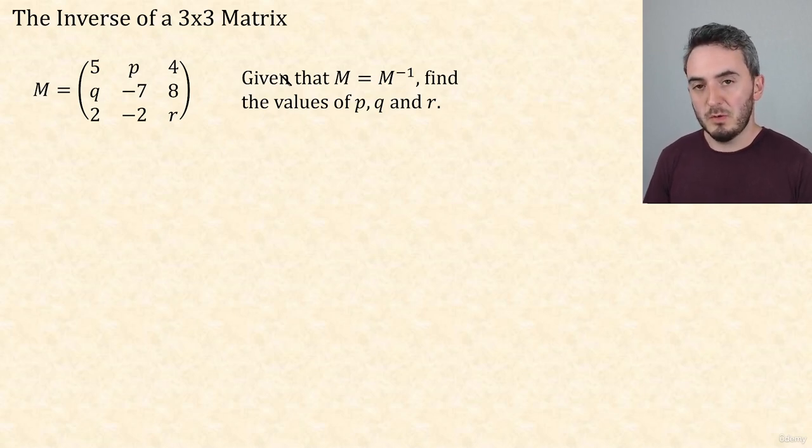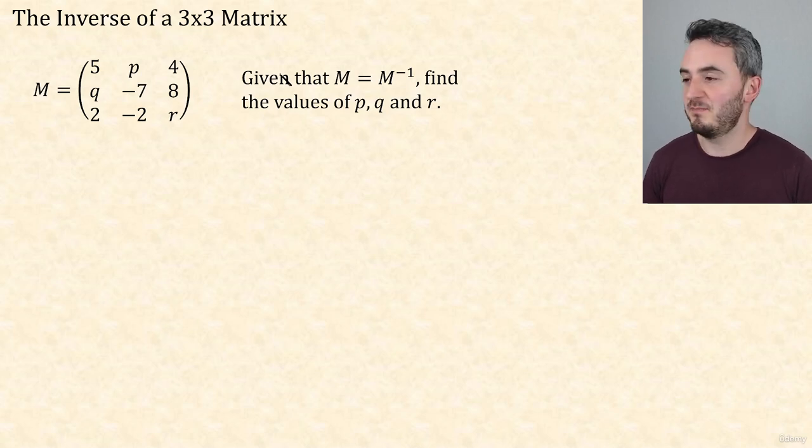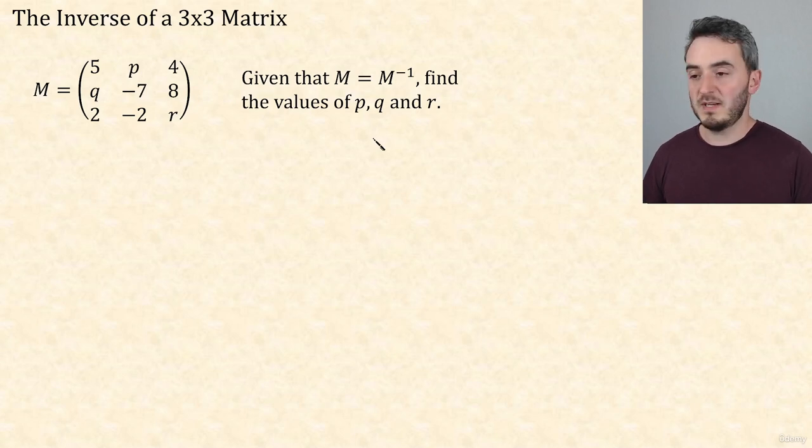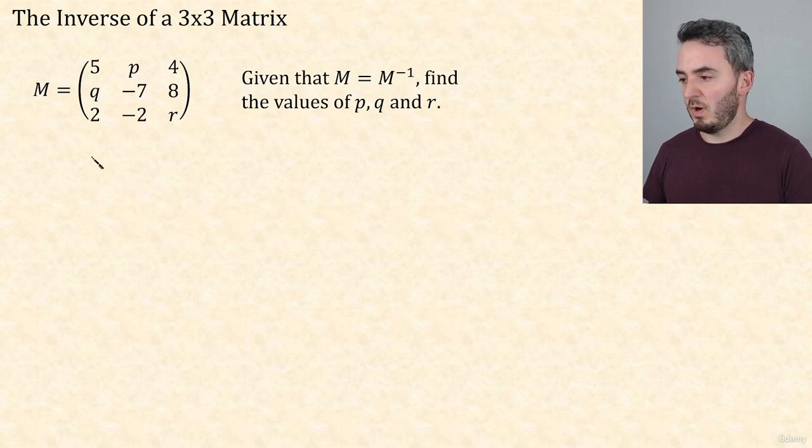Okay, so there are two ways to do this, and one of them is substantially fiddlier than the other. The temptation is to just hack through finding the inverse of this 3 by 3 matrix and then set it equal to the original matrix and hopefully be able to find P, Q and R that way. But actually there's a more efficient way to do it. So if M equals inverse M, what must follow?